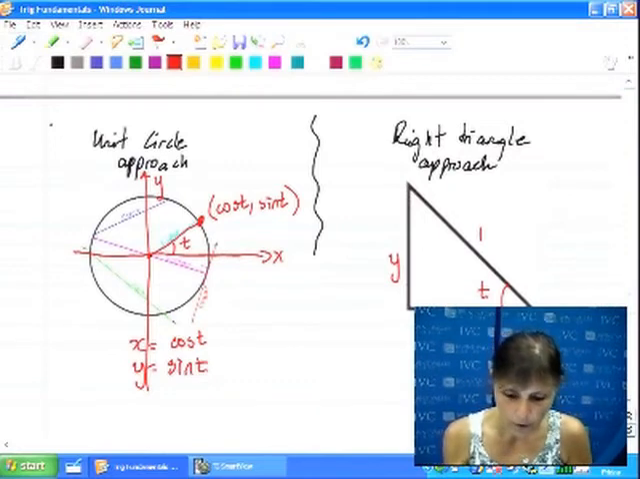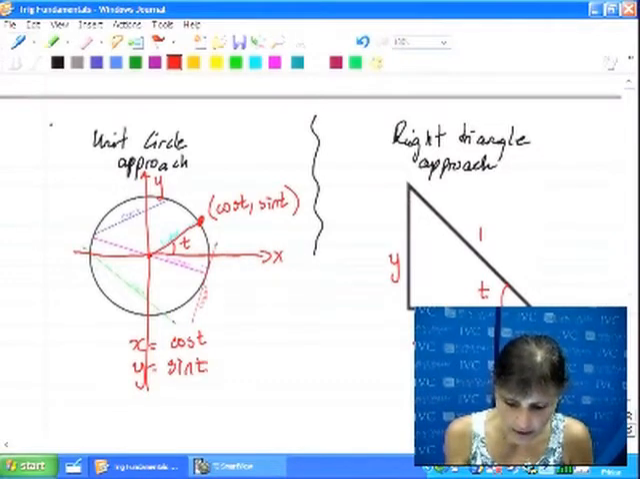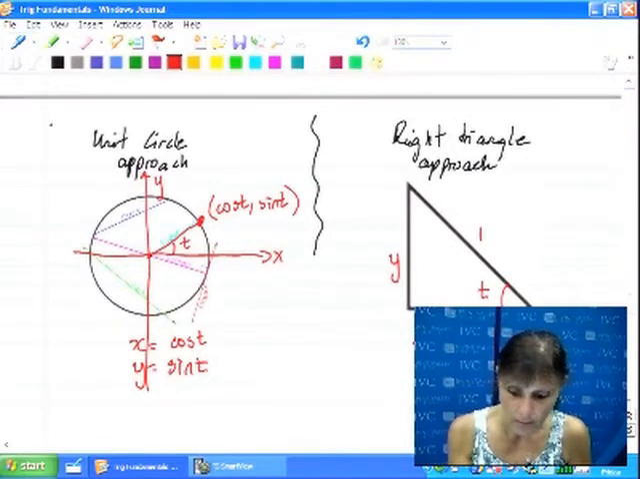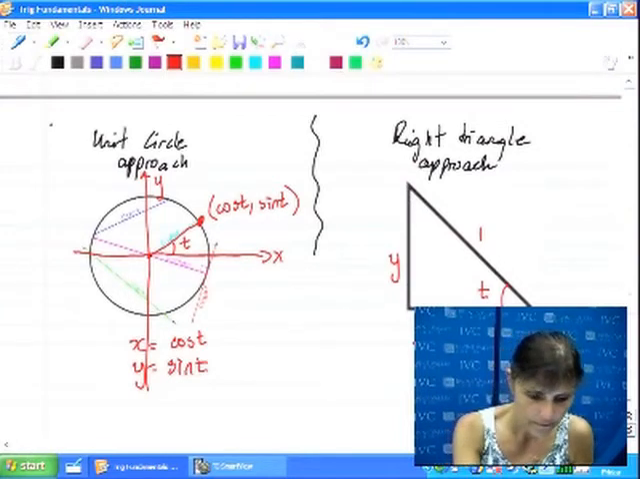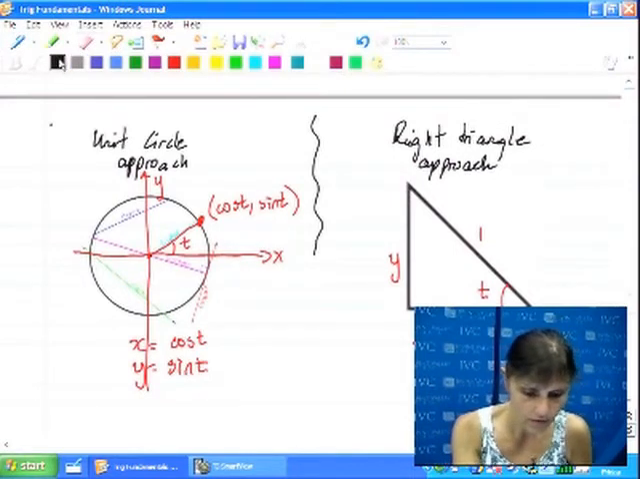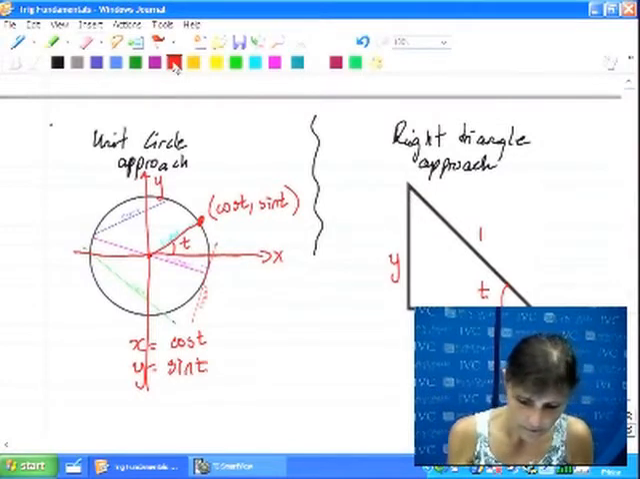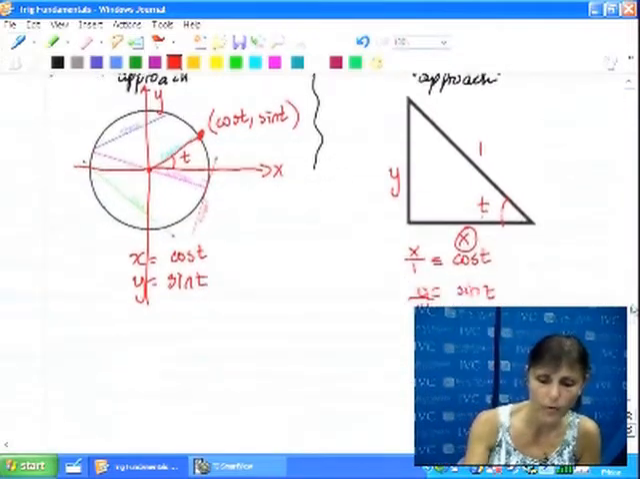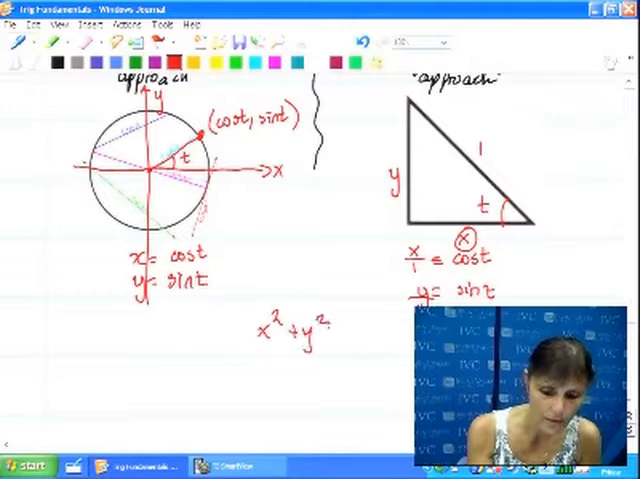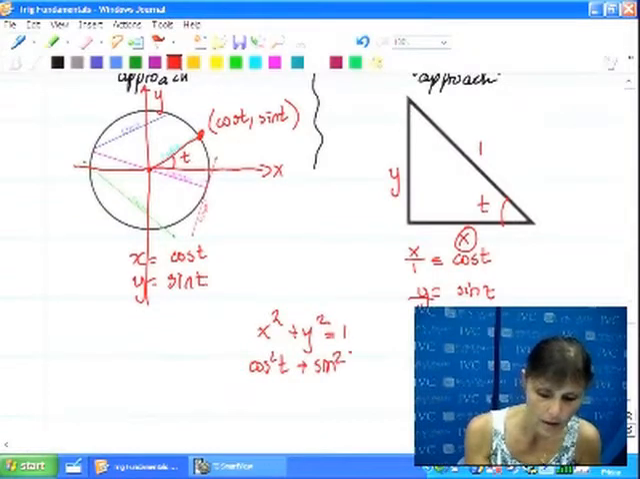And then for the right angle approach, x equals cosine t, because cosine t is adjacent over hypotenuse, and y equals sine t. Sorry, I did that wrong. Adjacent over hypotenuse. Oops. Adjacent x over 1. So let's put that in there. And then opposite over hypotenuse is sine t. Same approach. And then from both of them we got x squared plus y squared equals 1, or cosine squared t plus sine squared t equals 1.